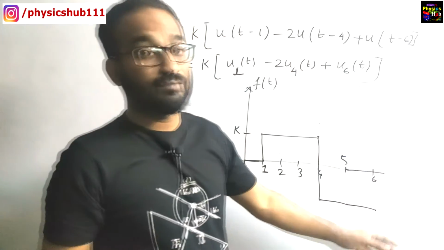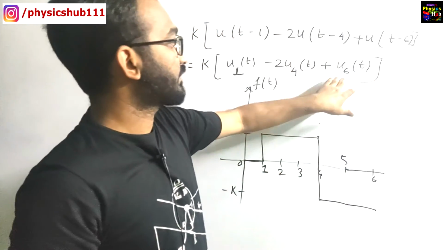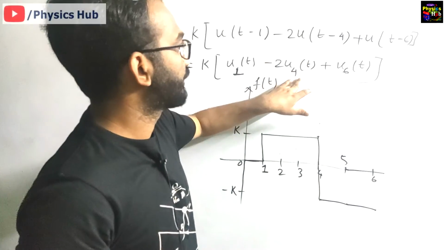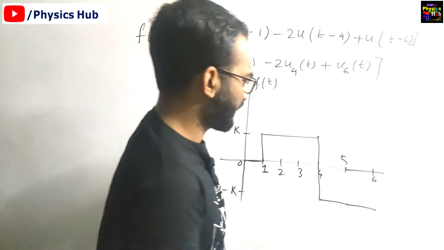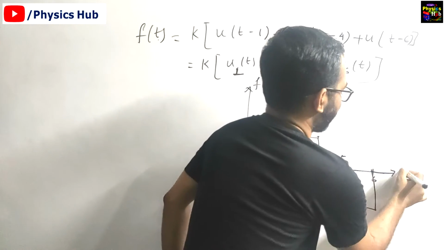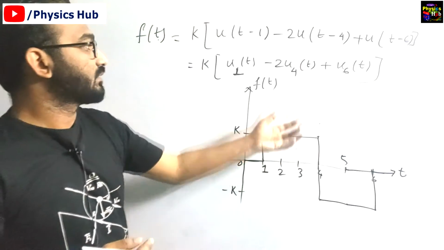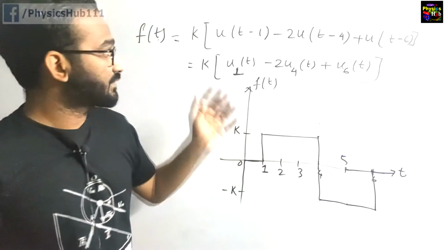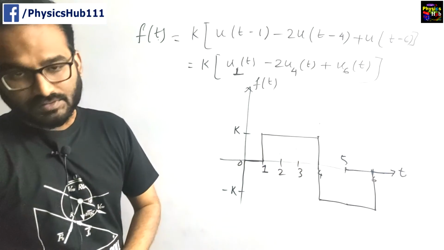And what will happen beyond 6? Beyond 6, this value is activated. So 1, 1 and minus 2. So 2 minus 2 is 0, which will become 0. So beyond 6, it will take up the value of 0. So in this way, we can easily plot this function in terms of unit step function. If you are given a unit step function, you can easily plot this one.